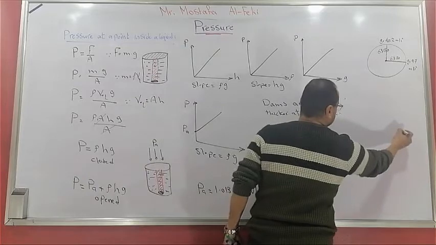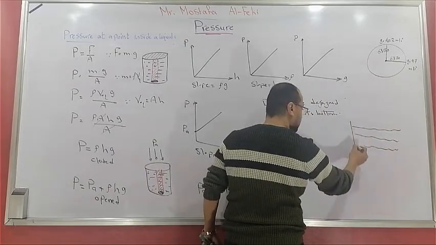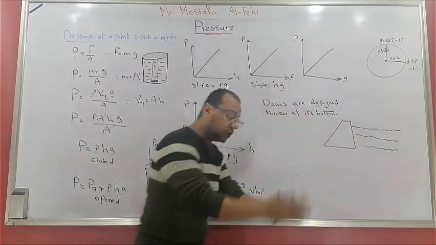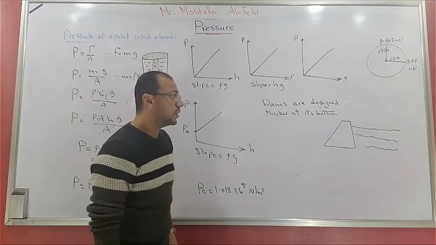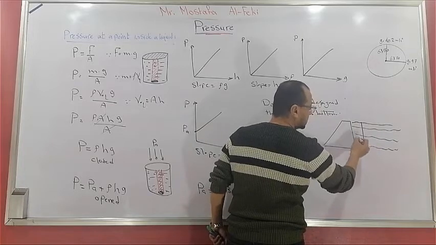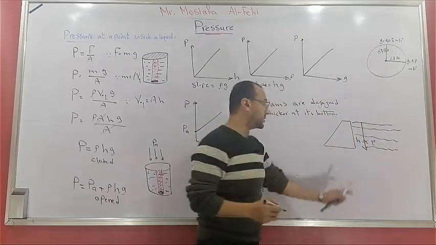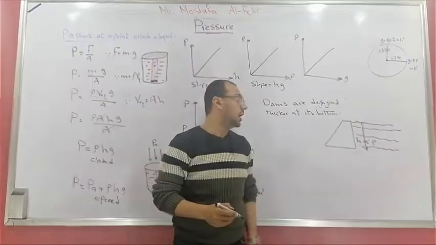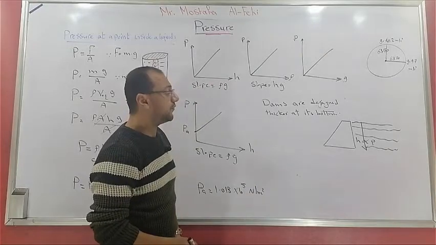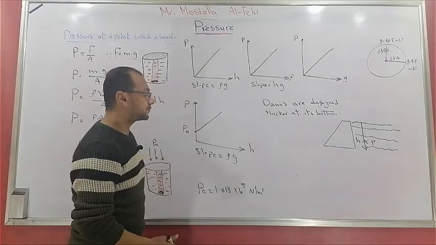Why? This is the level of water, and the dam is built here so that the wall is thicker at the bottom. Why? Because by increasing the depth of water, the height of water, the pressure increases. The dams are thicker at the bottom because the pressure of water increases, because the height increases, so the pressure increases.